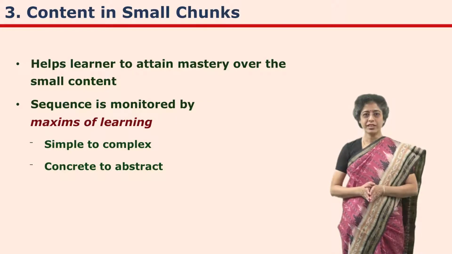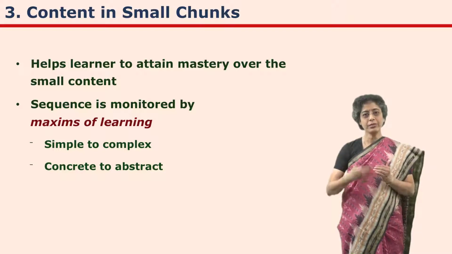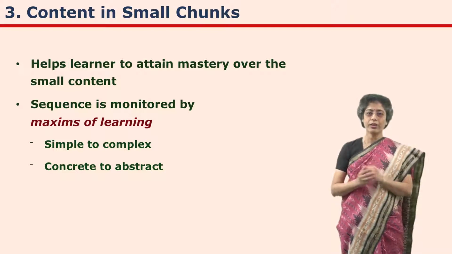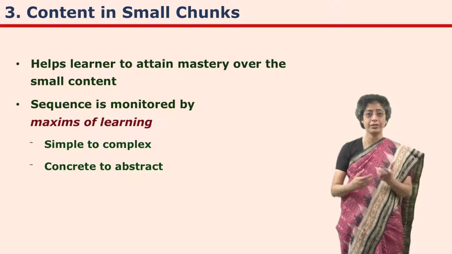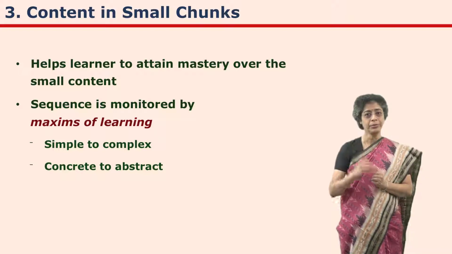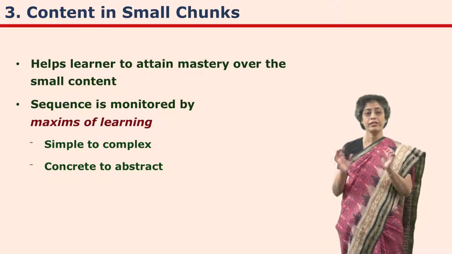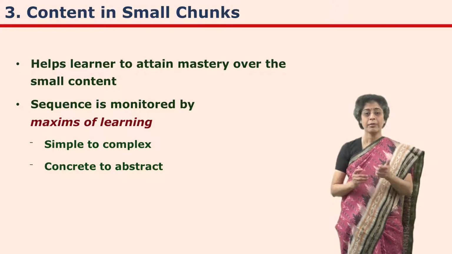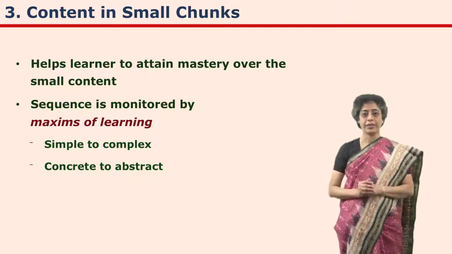In computer assisted instruction, the computer presents the entire package in small chunks, that is, in very small steps. So, learners go through a sequence of learning by acquiring small content chunks, small concepts, one concept at a time. After determining the achievement or progress of the learner at every small step, the computer proceeds. So, the learner gets a chance to acquire mastery over small chunks of content. This sequence is monitored by maxims of learning, for example, simple to complex, concrete to abstract.